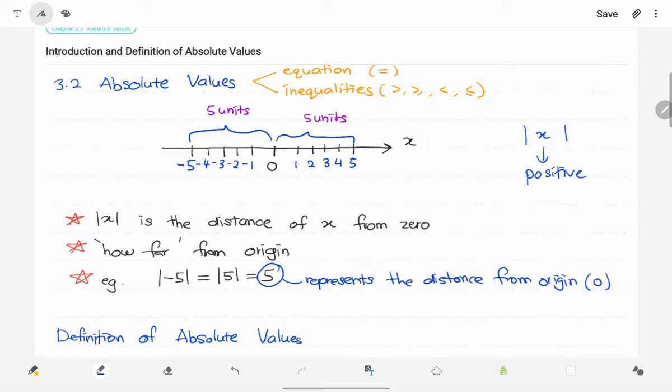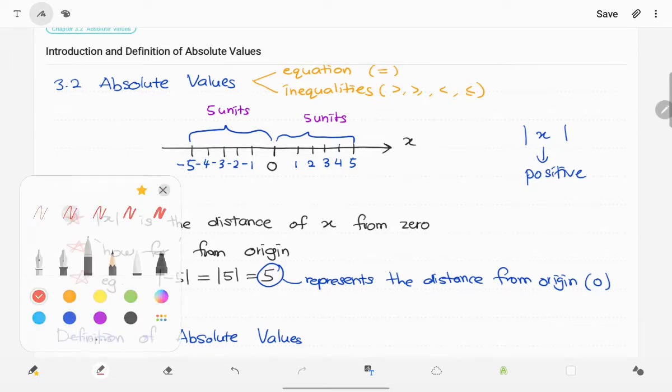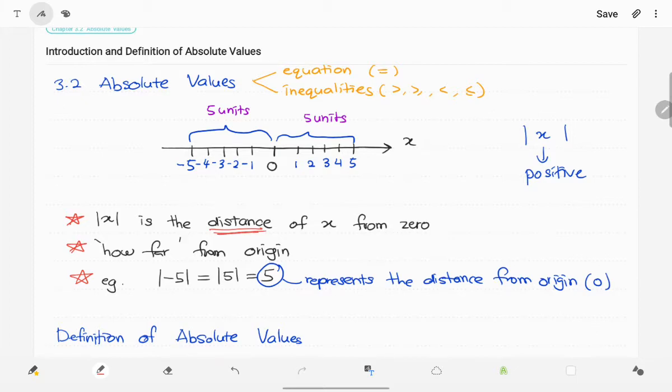Dia akan sentiasa ada positive value. Okay, sebab apa? Modulus ataupun absolute value ni represent distance. So distance mana ada negatif, betul. Jarak sentiasa positif. Yang ada negatif cuma kalau speed kita ada deceleration, so ada negative value lah. Tapi kalau distance kita tak akan ada negative value. Sebab tu modulus ni value dia sentiasa positif.